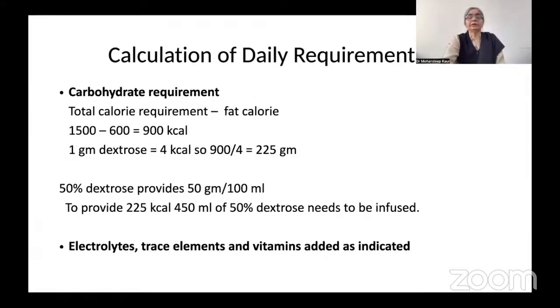And carbohydrate requirement, easy to calculate. Total calorie requirement 1500 minus fat calories 600 would come to 900 kilocalories required from carbohydrate source. 1 gram of dextrose gives us 4 kilocalories. So herein we would need 225 grams of carbohydrates to give us 900 kilocalories. So 50% dextrose, if we use, provides 50 grams per 100 ml, so 450 ml of 50% dextrose needs to be infused.